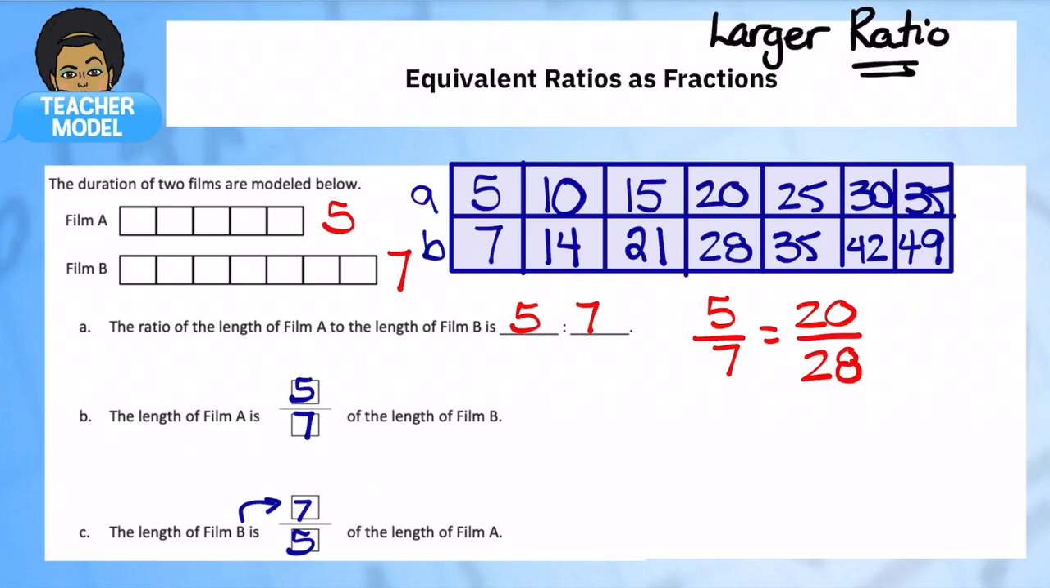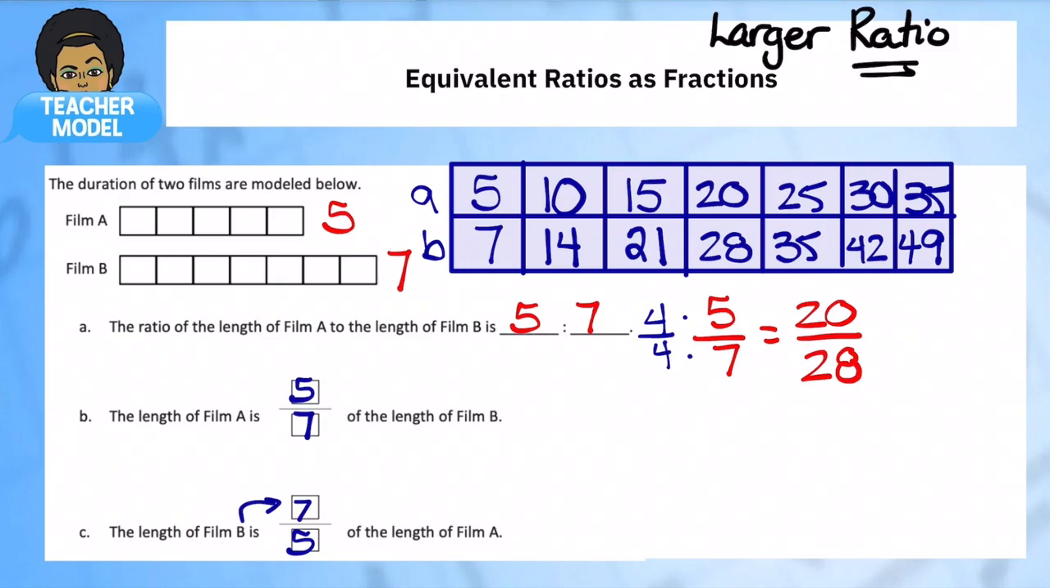Do you see one? You probably noticed that if you multiplied both of these by 4, you would get the second ratio. That is a multiplicative relationship, where if you multiplied by 4 over 4, you would see the pattern here. You would get that second fraction, that second ratio.